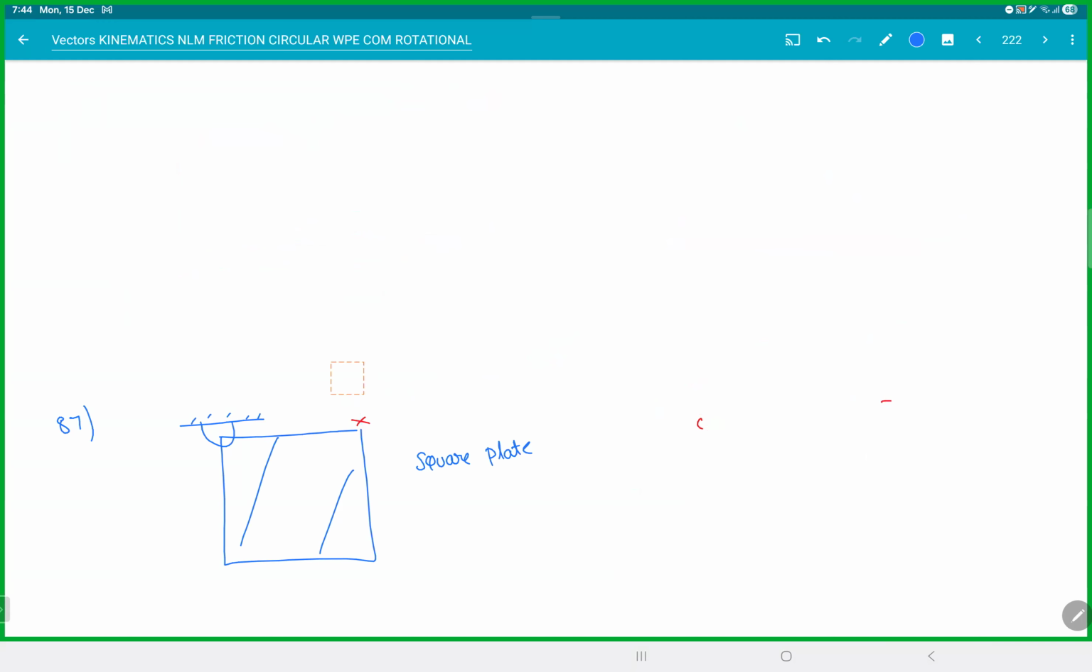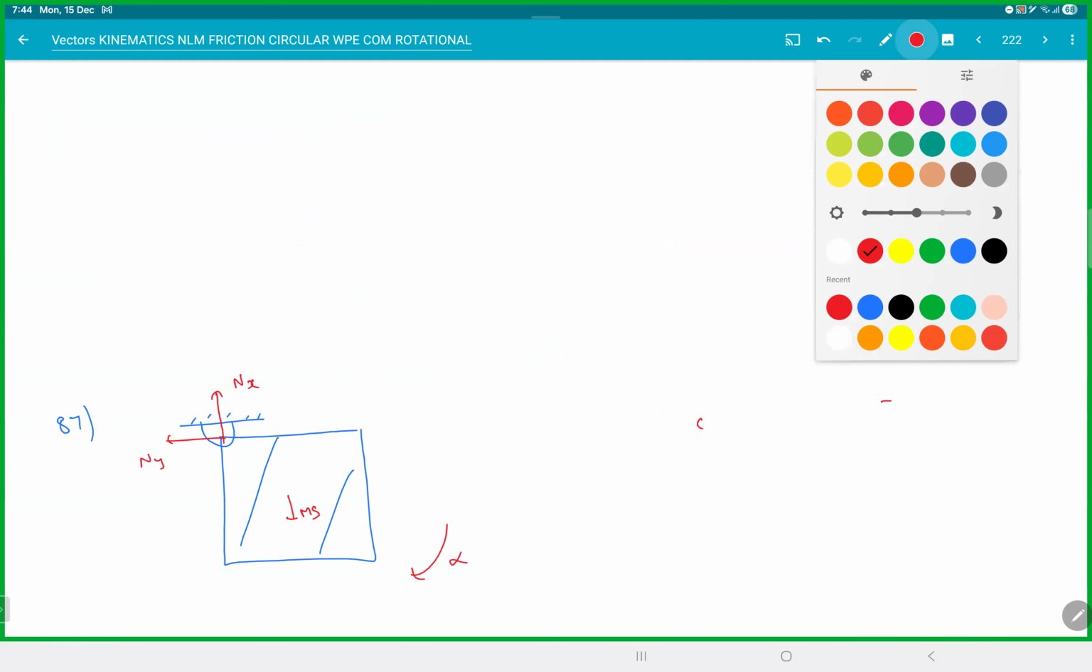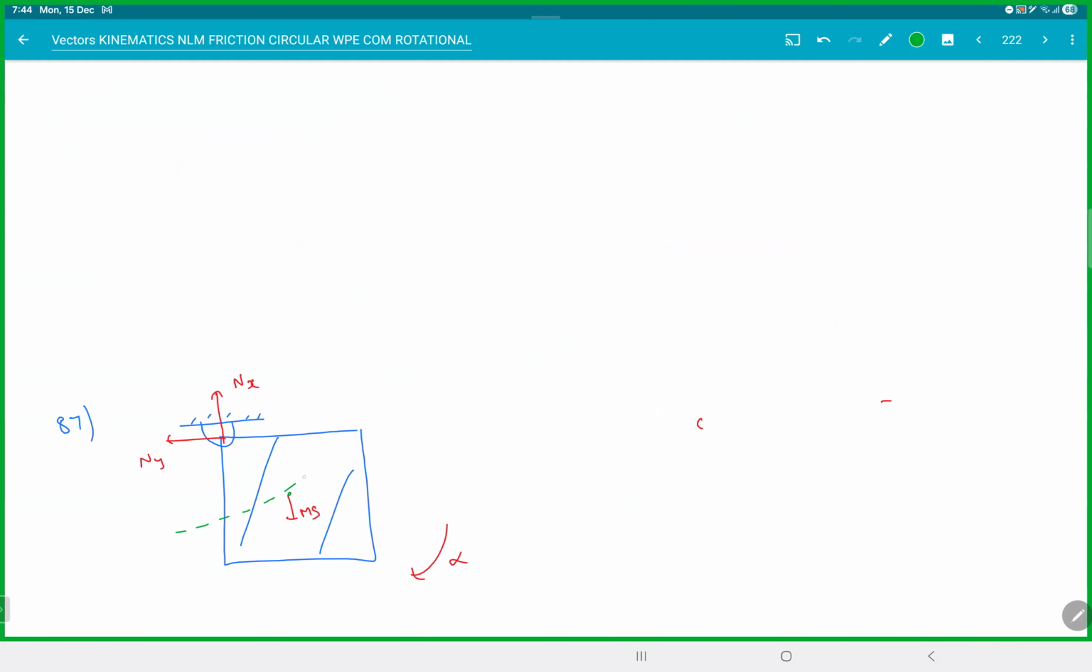So if you cut this, the forces are Nx, Ny, and mg, with angular acceleration alpha. Your center of mass is going in a circle, so your acceleration of the center of mass will be L by root 2 alpha. This would be AX and this would be AY, where AX will be A cos 45 and AY will be A sin 45.